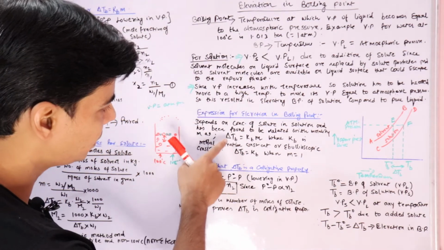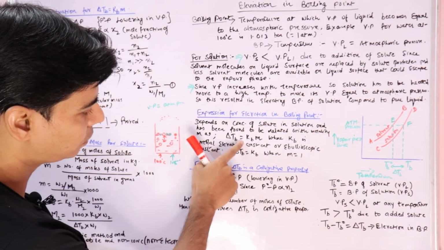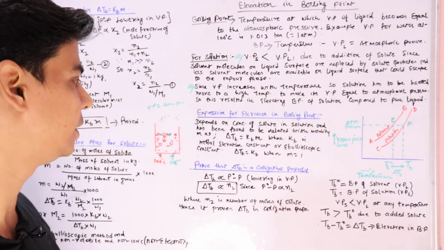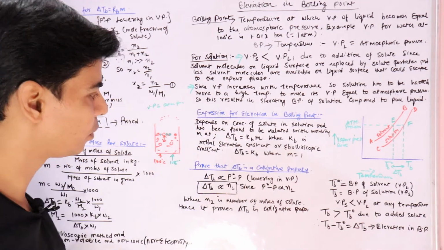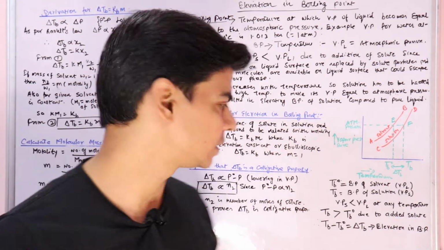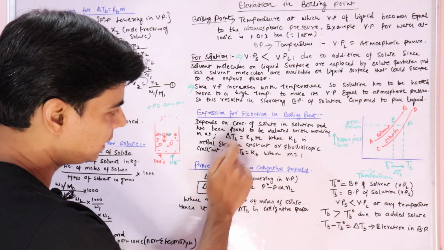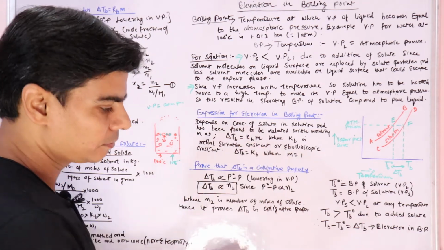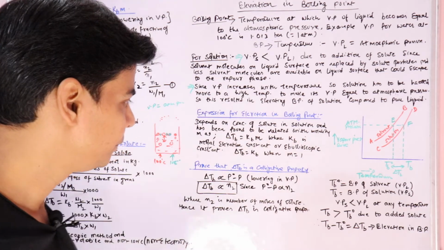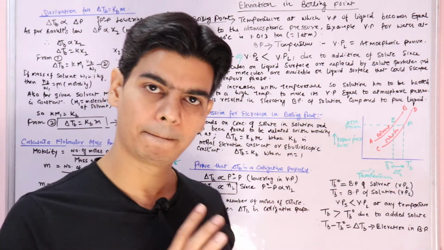So the relation between them is delta TB equals Kb m. m stands for molality, and Kb is your molal elevation constant, which we also call the ebullioscopic constant. So this constant Kb, if we take a one molal solution, by one molal solution we mean 1 mole.